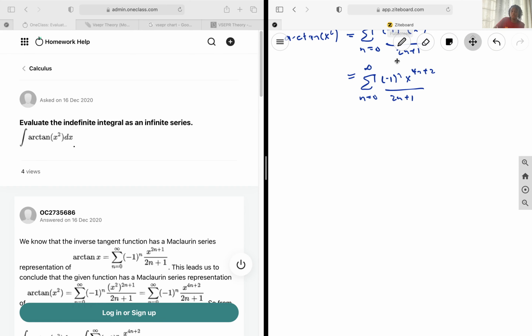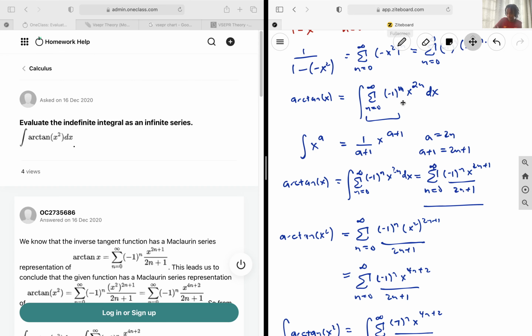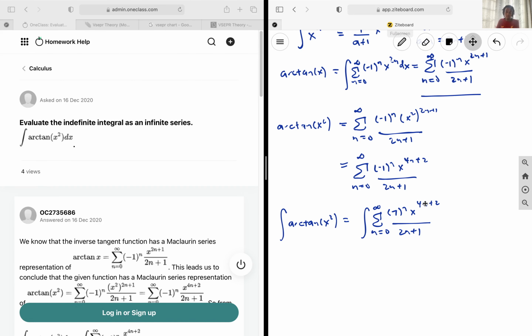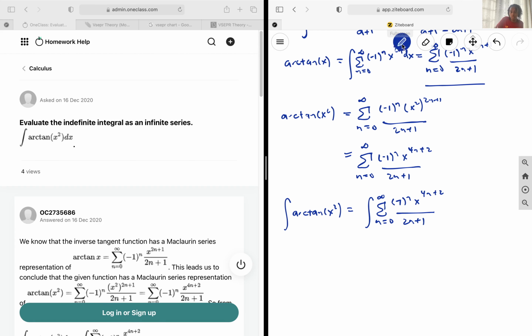Okay, so now we need to remember that the question is asking for the integral of arctan x squared. So let's go ahead and find that. And that is going to be the integral of what we have here. So from n is equal to 0 to infinity, negative 1 to the power of n, x to the power of 4n plus 2, all over 2n plus 1. So again, similar to how we did the one here, because x to the power of 4n plus 2 is the only variable with x dependence, we're just going to use this same exponent rule when it comes to integrating.